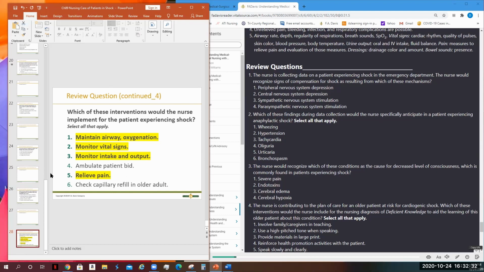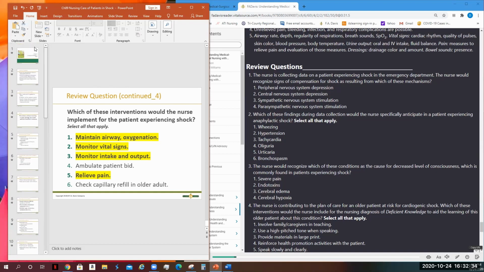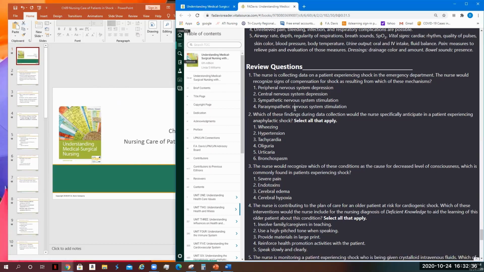So let's look at the book now. For the review questions, the nurse is collecting data on a patient experiencing shock in the emergency department. The nurse would recognize the signs of compensation for shock as resulting from which of these mechanisms?